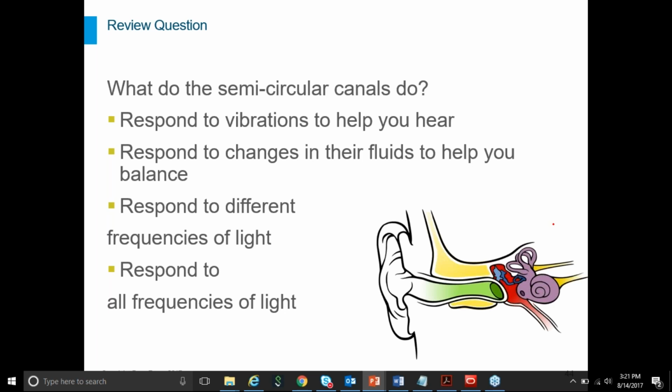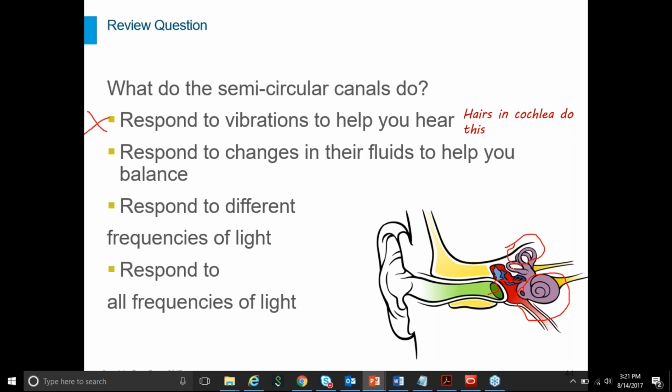So the semicircular canals are these parts of your ear. And let's think about our answers. Respond to vibrations to help you hear? Nope. You have cells in the cochlea that do that. So that's down here. So they're related. They're both in your inner ear here. They kind of look like they're on a similar structure, but the cochlea is filled with fluid that responds to the vibrations that come through the rest of your ear. So you got all these vibrations that come through there. So that's what helps you hear.